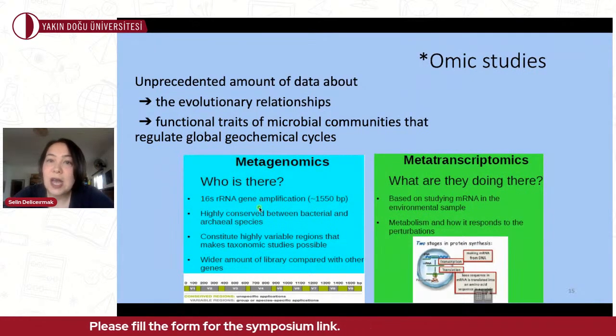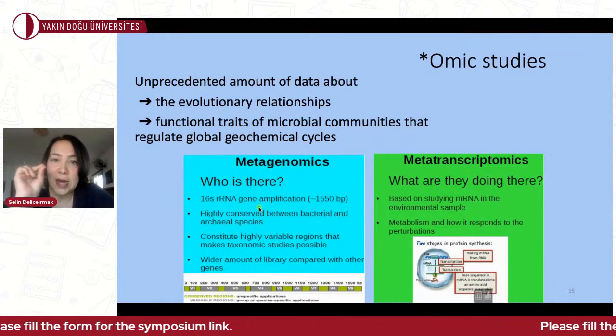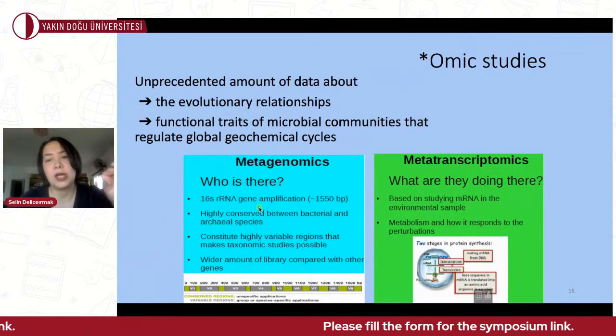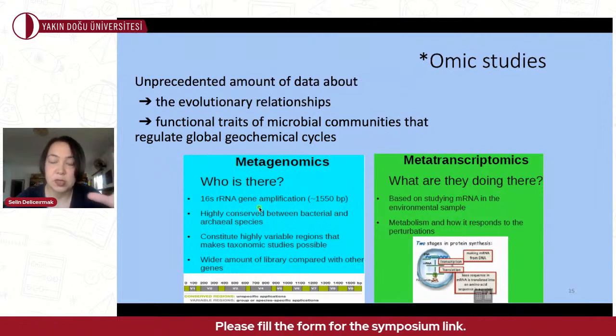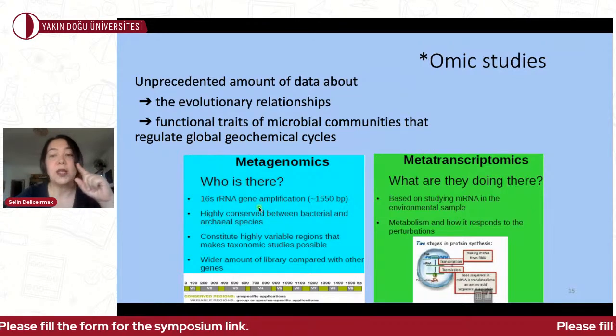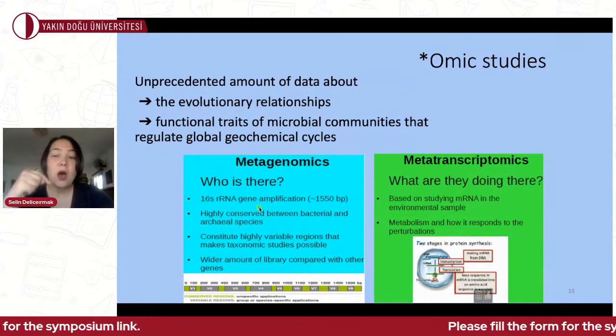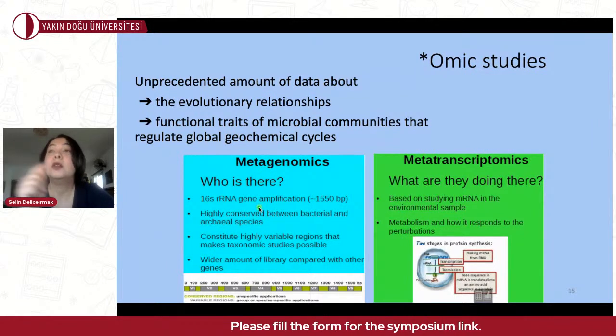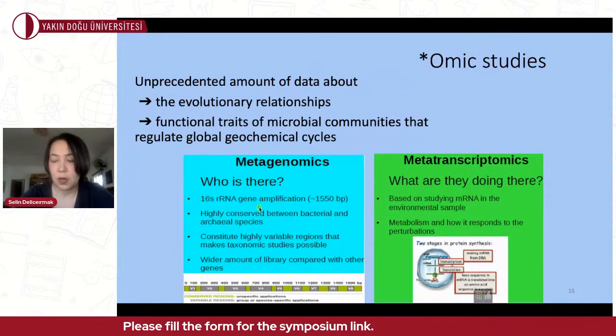Metatranscriptomics is basically answering what are they doing there. And it's based on studying mRNA in the environmental sample. So you gain the information about metabolism and you can answer how they respond to the perturbations, long-term or short-term.